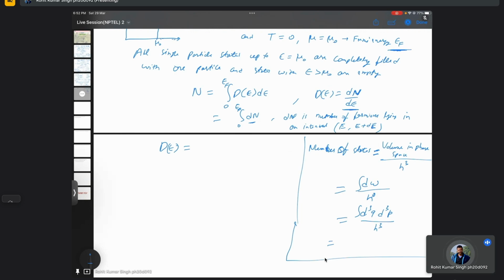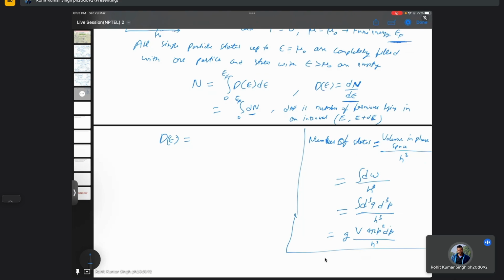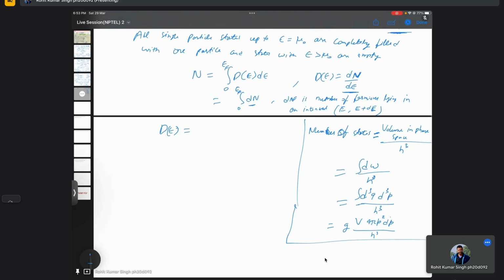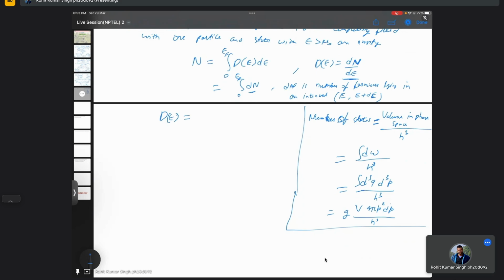So this will give you, if your gas is contained in a volume V, you will get V as the volume of the container, and d cube p you can write in spherical polar coordinates like this, and a factor of G will be added to account for the degeneracy. Okay, so G is basically the degeneracy factor that we saw earlier.